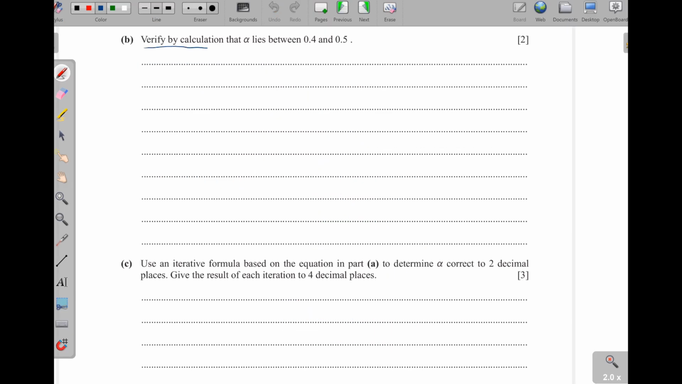Part B, verify by calculation that alpha lies between 0.4 and 0.5. Now suppose I have my curve here, and maybe it was coming like that. So this is where it is cutting the x-axis.